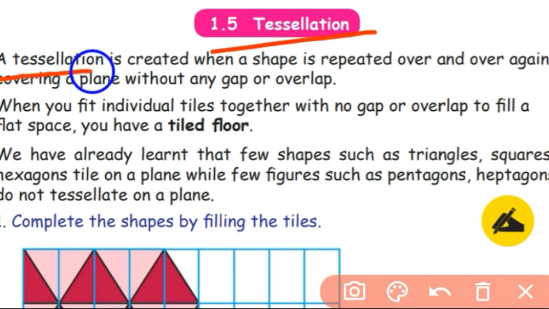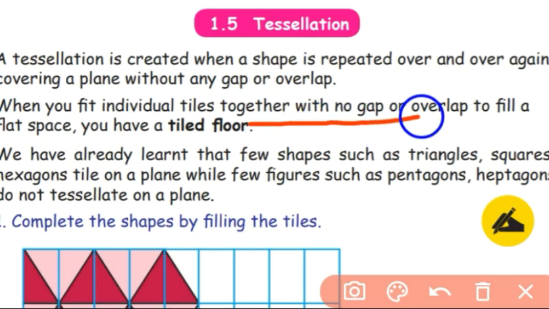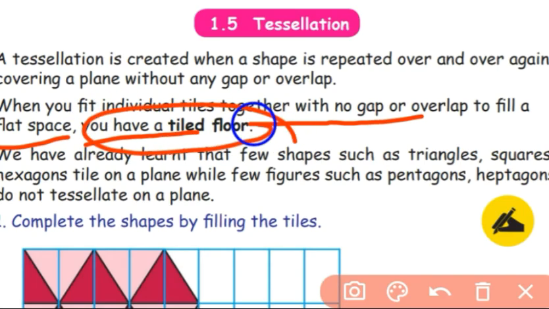Tessellation. A tessellation is created when a shape is repeated over and over again, covering a plane without any gap or overlap. To form a pattern of shapes that fit together perfectly without any gap or overlap is called tessellation. When you fit individual tiles together with no gap or overlap to fill a flat space, you have a tiled floor. For example, a tiled floor. There is no gap, there is no overlap. They fit tiles in perfectly together without any gap or overlap.